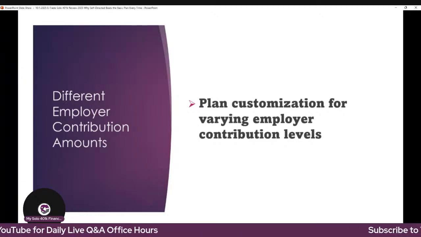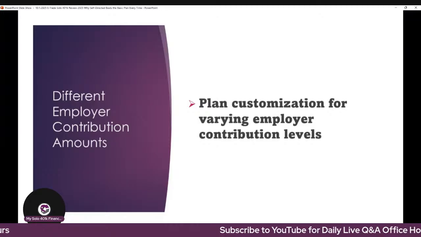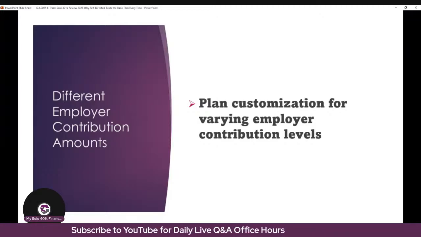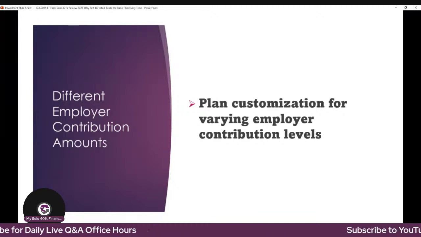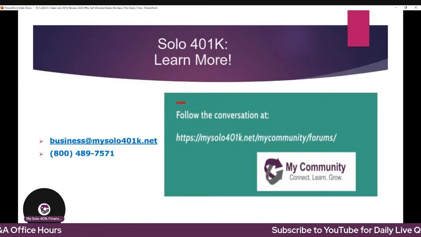Whereas with E-Trade's basic solo 401k plan documents, it's not going to allow for that customization. The spouses will need to contribute the employer contributions, if any, in the same percentage. So 25% for both or 0 for both, etc.